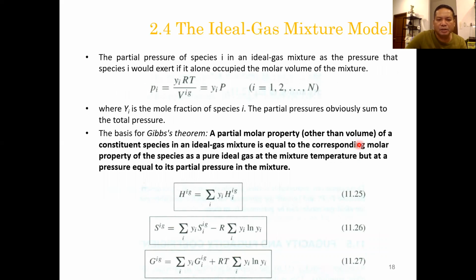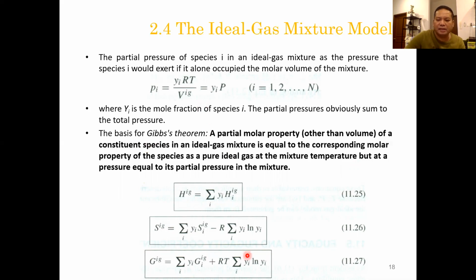Okay, the ideal gas mixture models. The partial properties, I think we have done earlier: partial pressure is P_i equals y_i P. What is y_i? y_i is the mole fraction of species i, from the previous lecture. And the partial pressures obviously sum to the total pressure. So with this, from the Gibbs theorem, we can define that the enthalpy is equal to the sum of y_i times this equation here. This is for the entropy, and this is for the Gibbs energy.